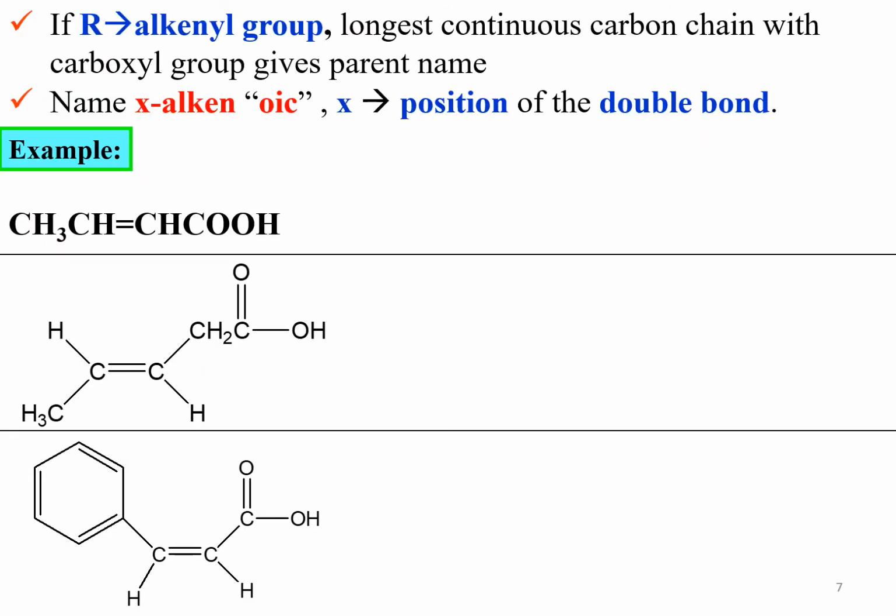If R is an alkenyl group, the longest continuous carbon chain with the carboxyl group gives the parent name. Name it X-alkenoic acid, where X is the position of the double bond. We look at the first example. We must start numbering from the COOH as carbon 1. You can see the COOH is carbon 1 and the double bond is at carbon 2. You have 4 carbons, so it's called 2-butenoic acid.